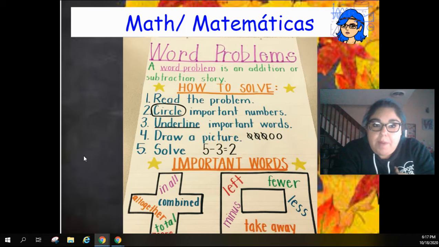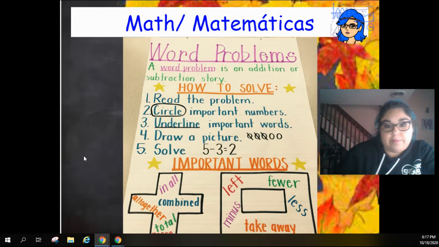So, word problems are addition or subtraction stories. How we solve them, we do them in 5 steps. We read the problem, we circle the important numbers, we underline the important words, we draw pictures or use a strategy, and then we solve our equation.